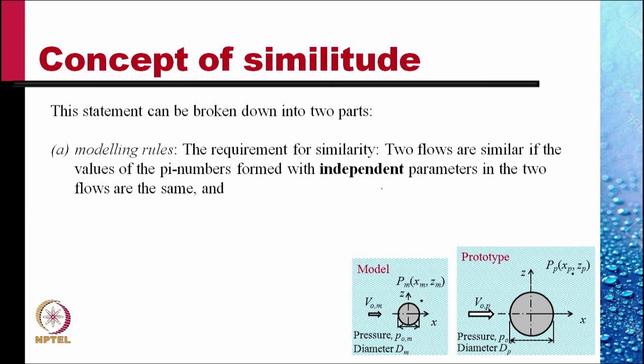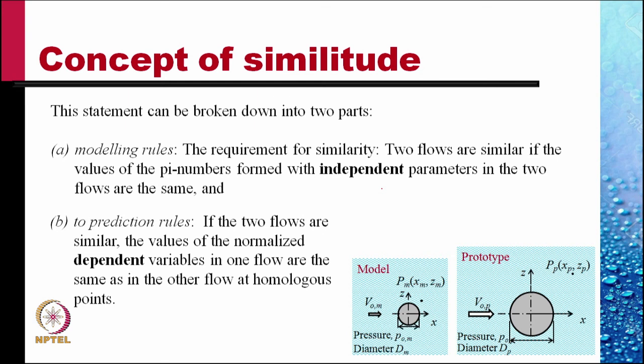This statement can be broken down in two parts. Part 1, as I said before, are the modeling rules. These are the requirements for similarity. Two flows are similar if the values of the pi numbers formed with the independent parameters in the two flows are the same. And the second part, the prediction rules. If the two flows are similar, the values of the normalized dependent variables in one flow are the same as in the other flow at homologous points.